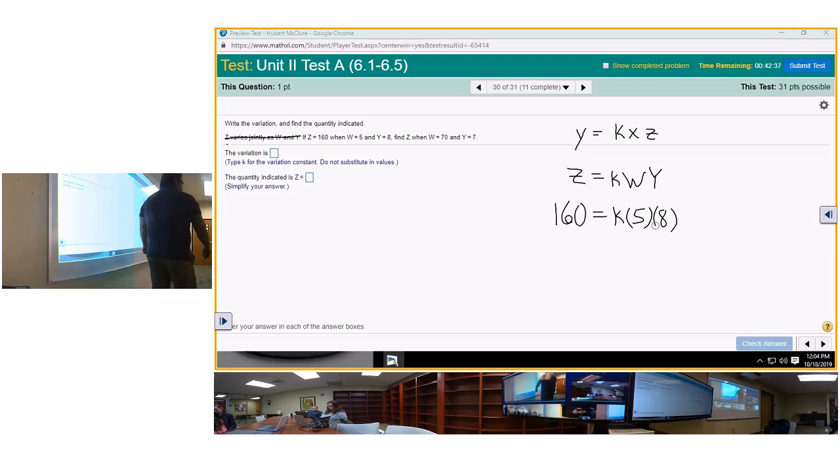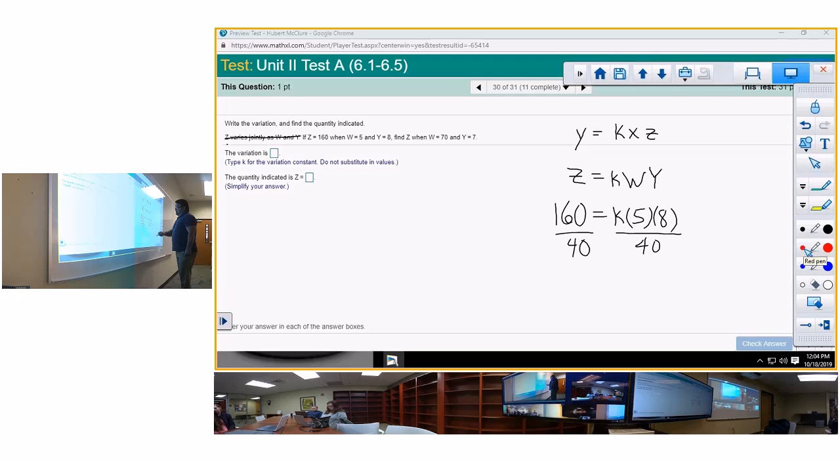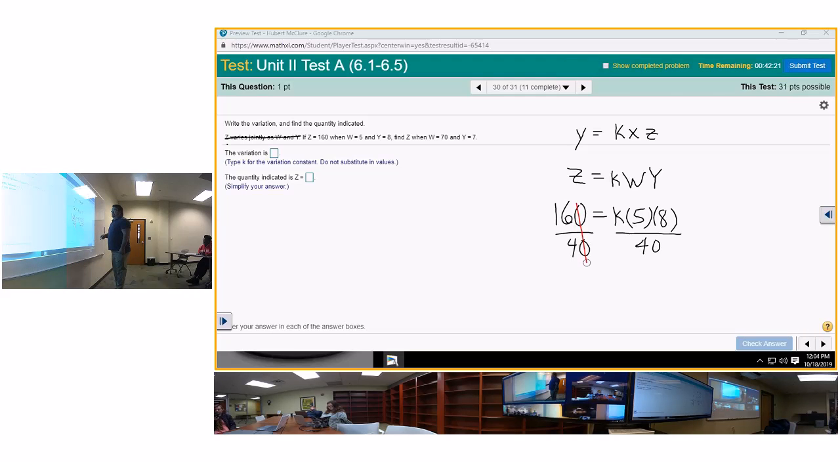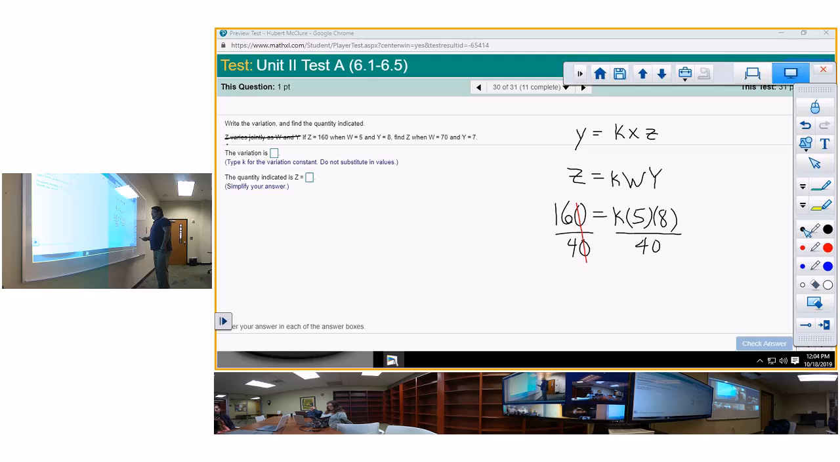And no, you do not need a calculator for this, because what is 5 times 8? 40. So divide by 40. I'm going to show you a trick: what will those zeros do? Cancel. And what is 16 divided by 4? So 4 is equal to K. Now what are we going to do with that 4? Plug it in. Back substitute.